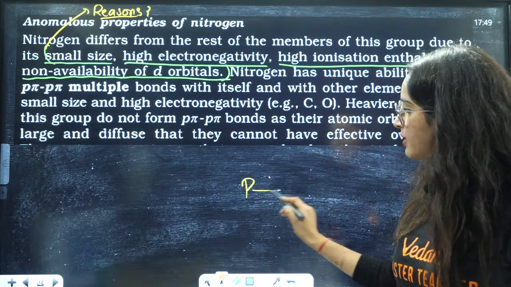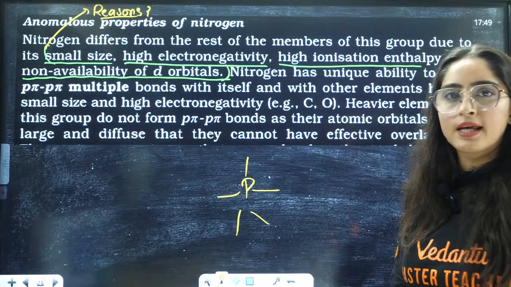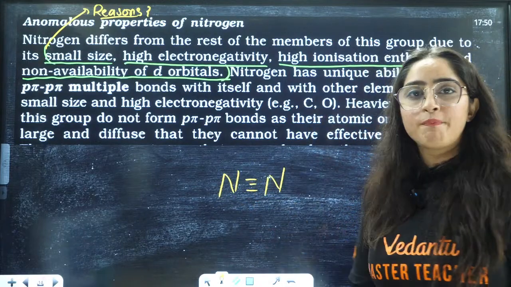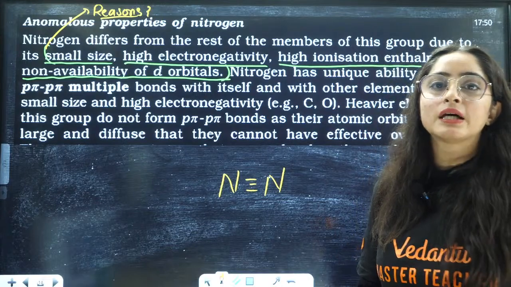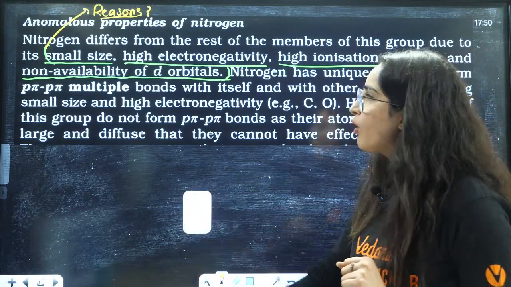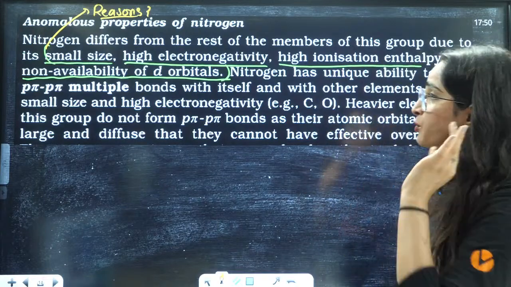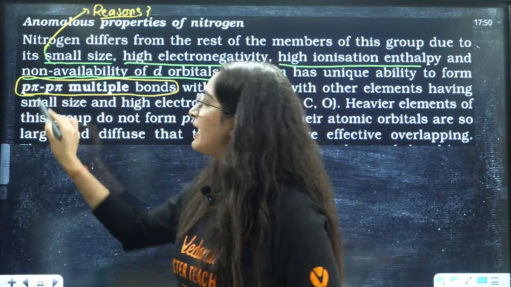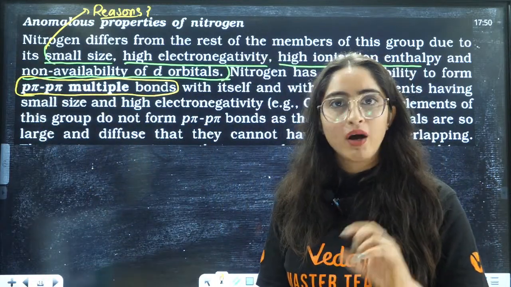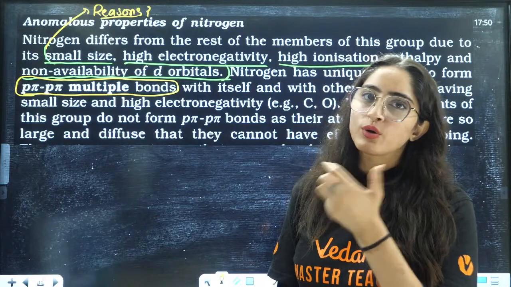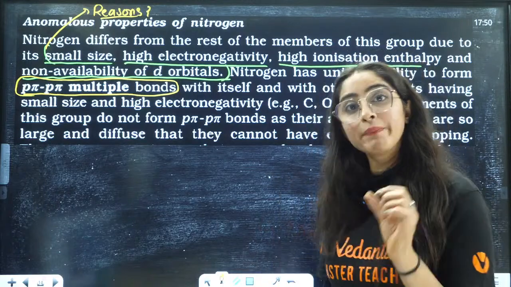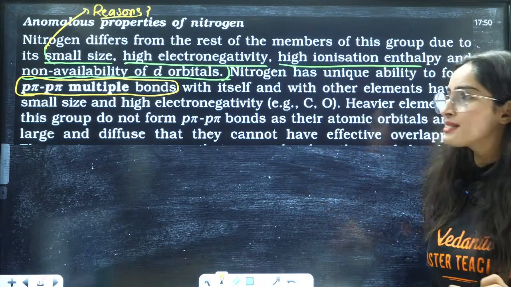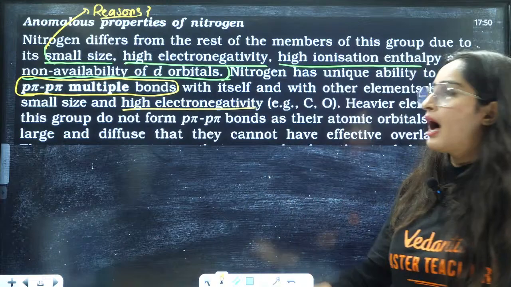Phosphorus forms single bonds only, sigma bonds, but nitrogen forms triple bonds. It forms triple bonds with other nitrogen. So it can form multiple bonds, because of its unique ability to form p-pi multiple bonds. And here it is p-pi, not d-pi. Why? Because it does not have any d orbital, right? That is why p-pi with itself and with other elements having small size and high electronegativity.